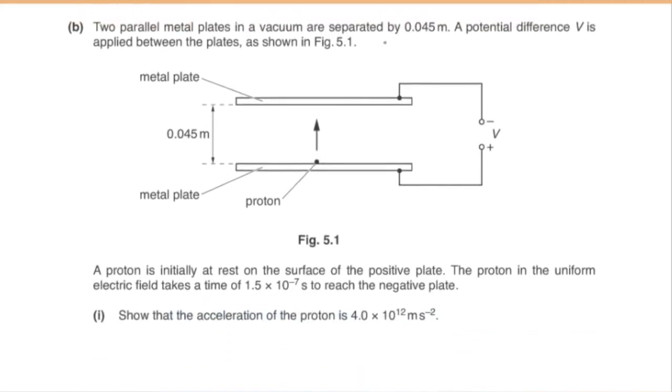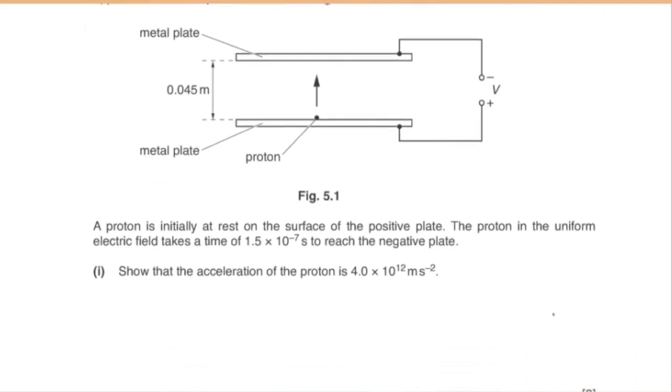Part B, two parallel metal plates in a vacuum are separated by 0.045 meters. A potential difference V is applied between the plates as shown in figure 5.1. A proton is initially at rest on the surface of the positive plate. The proton in the uniform electric field takes a time of 1.5 into 10 to the power of -7 seconds to reach the negative plate. Show that the acceleration of the proton is 4 into 10 to the power of 12 meters per second squared.